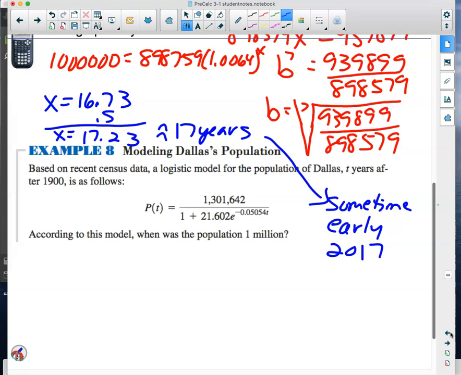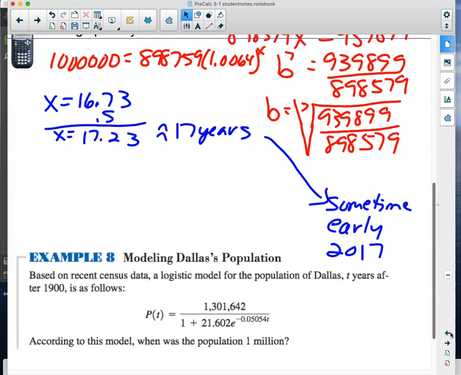So this one used something we haven't used in quite a while, and that's going to be our 7th root piece on there. So a big part of our objective was knowing not just the logistic, but also knowing those exponential growth models, and that's what we did there. So example 8 says, modeling Dallas's population.